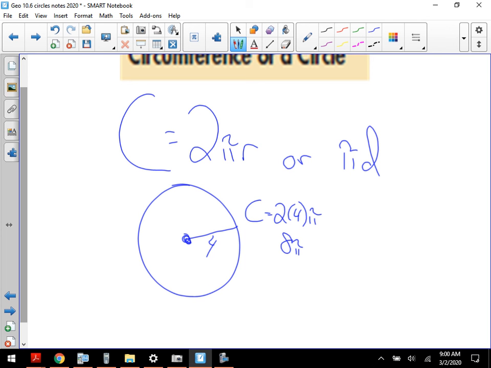Arc length is the second part of this, where arc length comes into play.